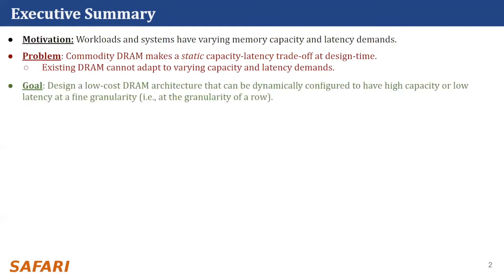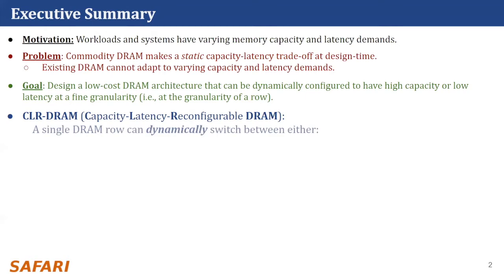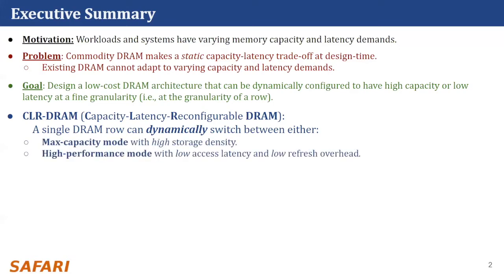Our goal is to enable a dynamic capacity-latency trade-off in DRAM at a fine granularity, that is, a single DRAM row, to meet the changing capacity and latency demands of the workloads. To this end, we propose CLR-DRAM, which stands for Capacity-Latency Reconfigurable DRAM. CLR-DRAM is capable of dynamically reconfiguring a single DRAM row to operate in either a max capacity mode with high storage density or a high performance mode that can operate with low access latency and low DRAM refresh overhead.